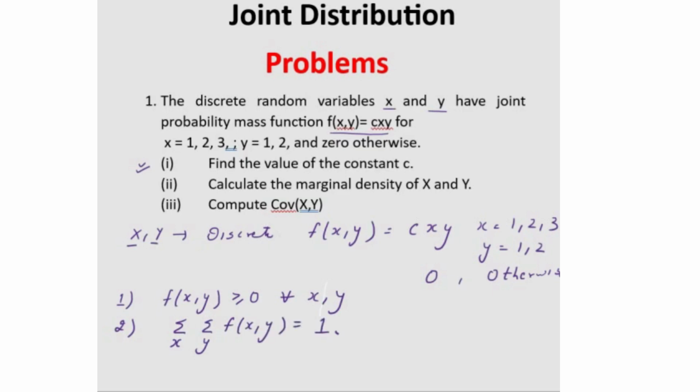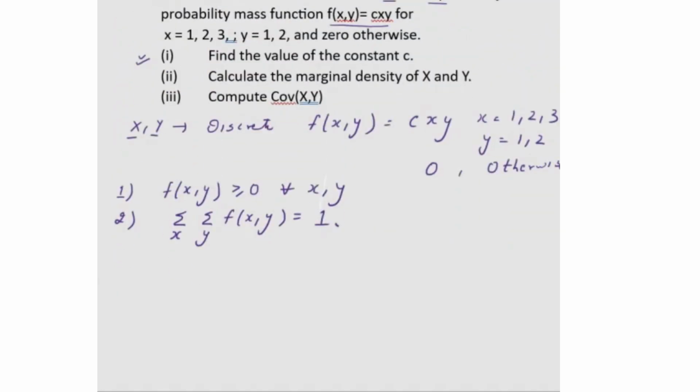So first we'll plot the joint probability mass function table. We know that x is taking values 1, 2, 3 and y is taking values 1 and 2. So when x equals 1 and y equals 1, what is f(x,y), that is f at (1,1)? Simply plug in x equals 1 and y equals 1. So this equals c.